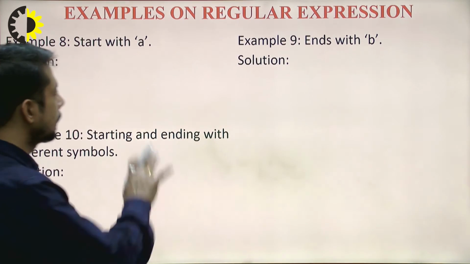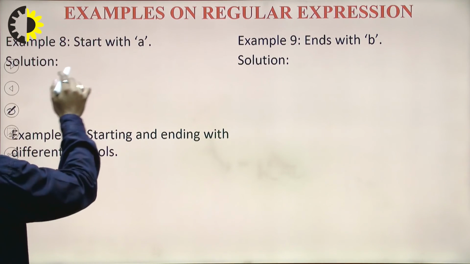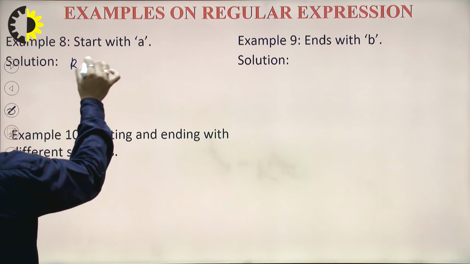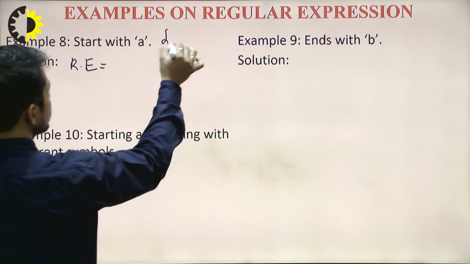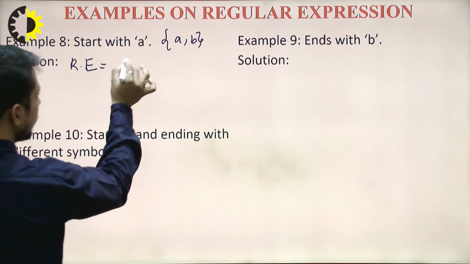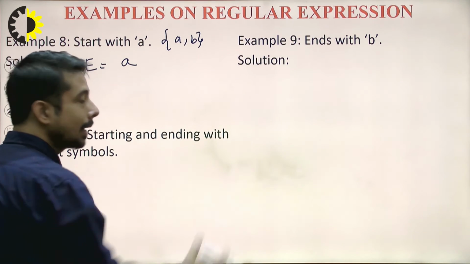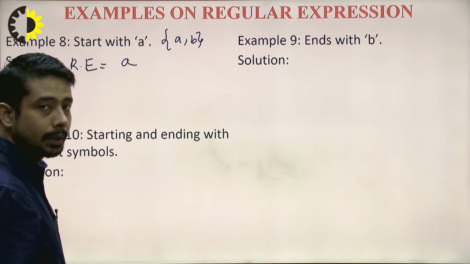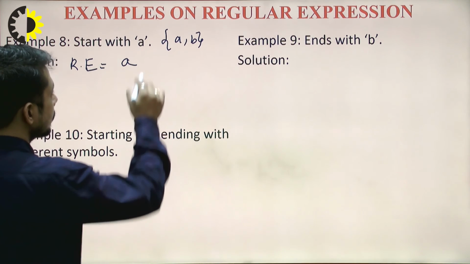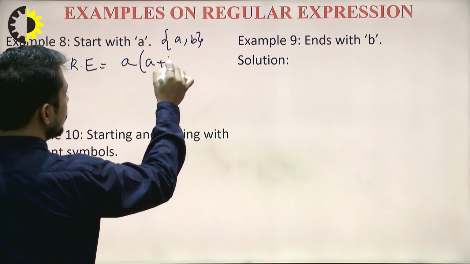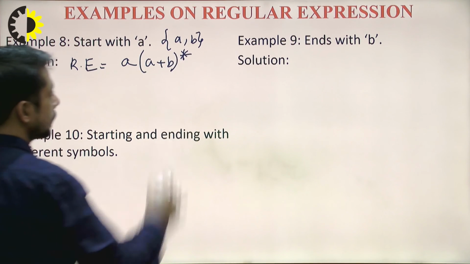Now let's go with the last 3 questions. Starts with A. It's very simple. See, starts with A and input symbols are A and B. Starts with A. I have started with A. Okay, can it end with A and B? Any possible combinations of A and B? Yes. So what I can do, (A plus B) whole to the power Kleene closure.